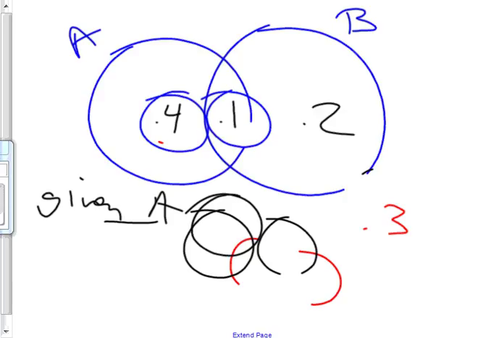Okay, given I like apples means given tells me what my denominator is. The only things that are possible then are those two, and therefore it's 0.5.